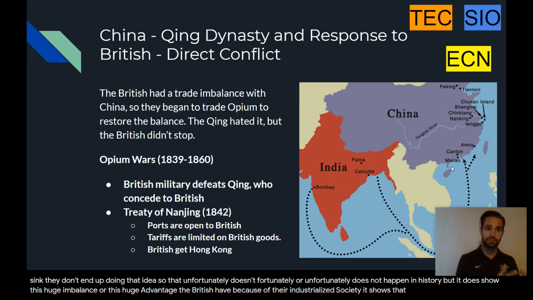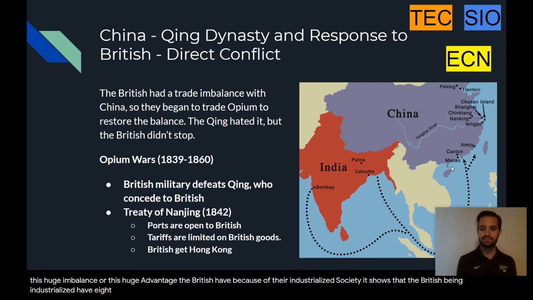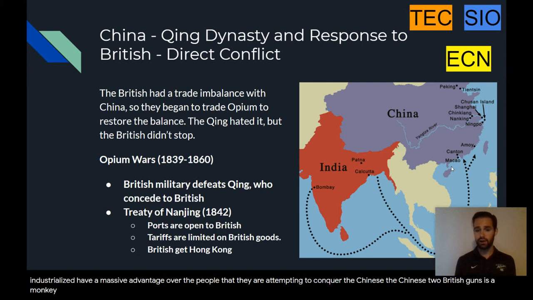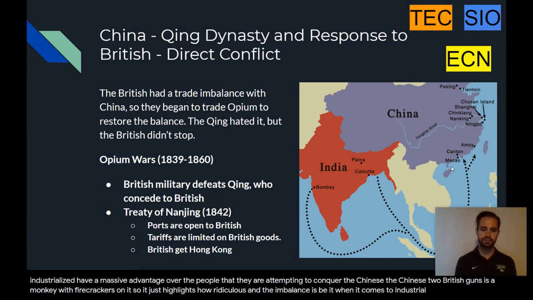It shows that the British, being industrialized, have a massive advantage over the people that they are attempting to conquer. The Chinese best response to British guns is a monkey with firecrackers on it. So it just highlights how ridiculous the imbalance is when it comes to industrialization.